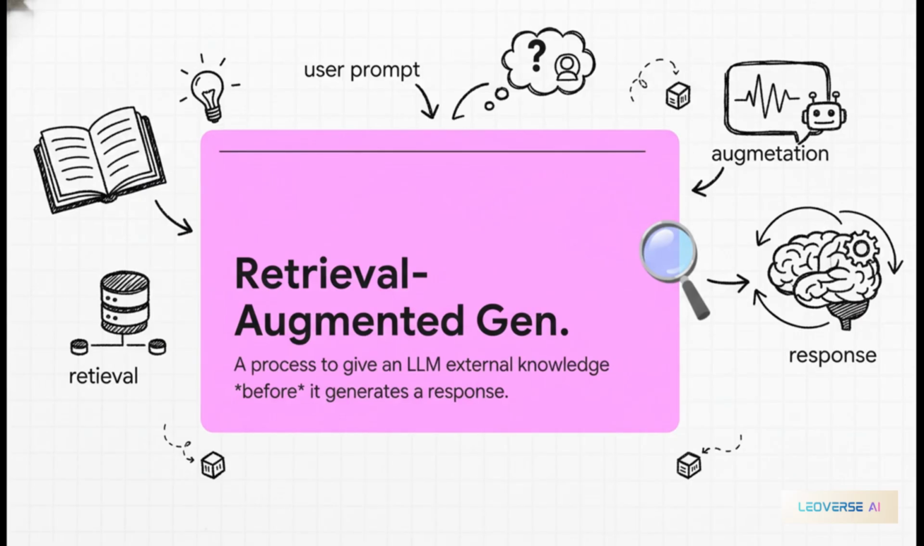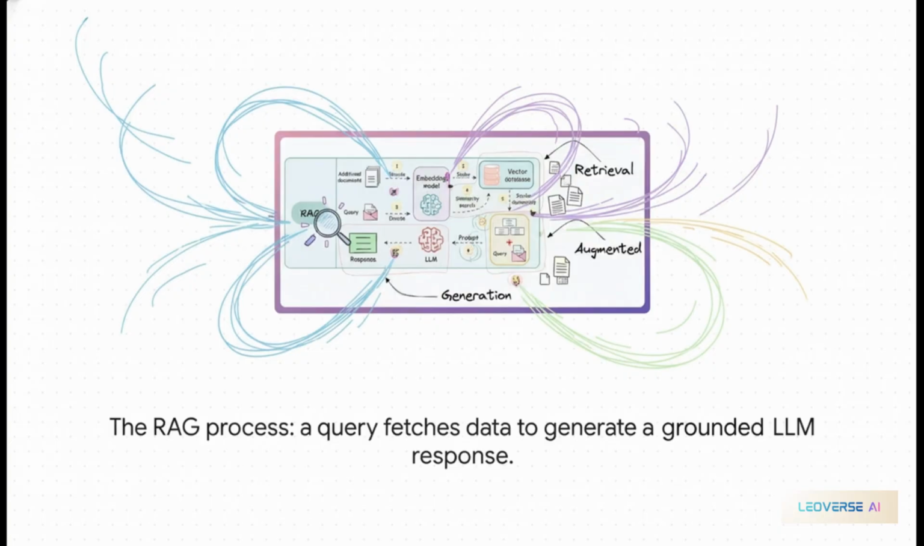The name actually tells you everything you need to know. First, it retrieves fresh info from an outside source. Then it augments your prompt, your question, with that new info. And finally, it generates a response based on your question and that brand new context. Simple, right? What's really cool about this diagram is how it just maps the whole thing out for you.